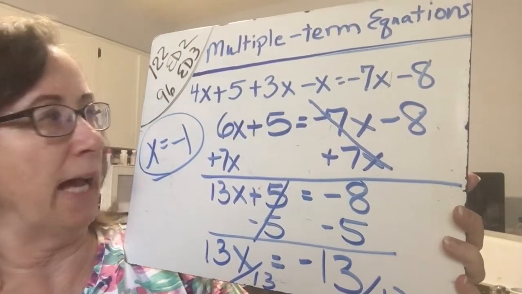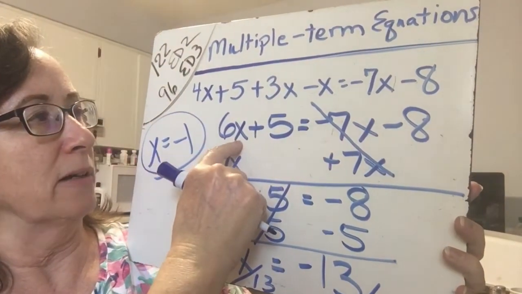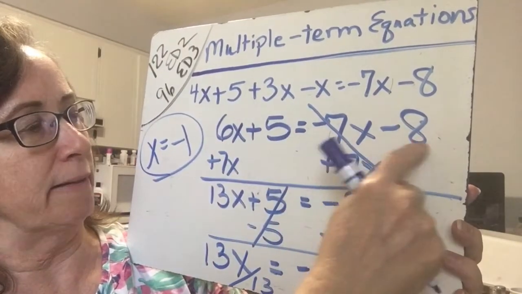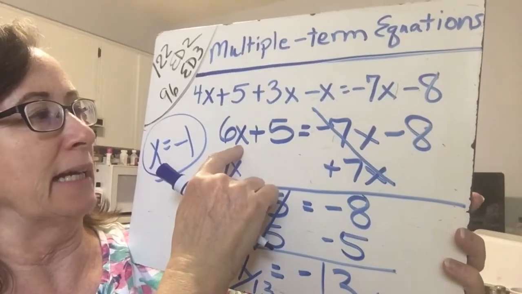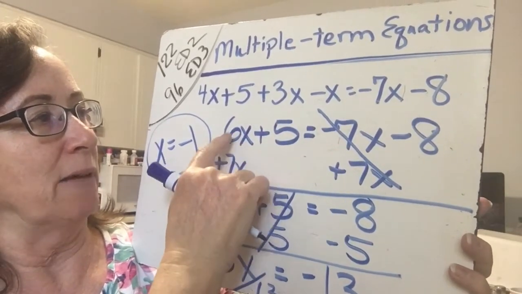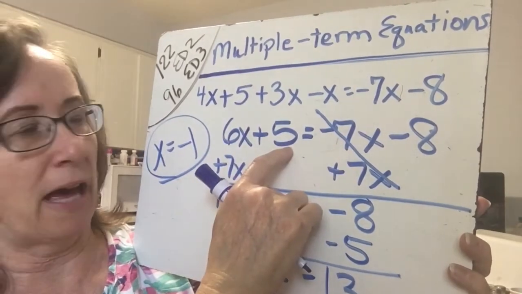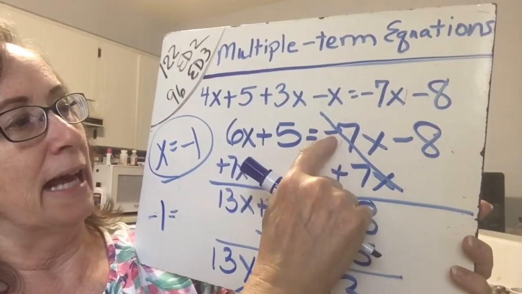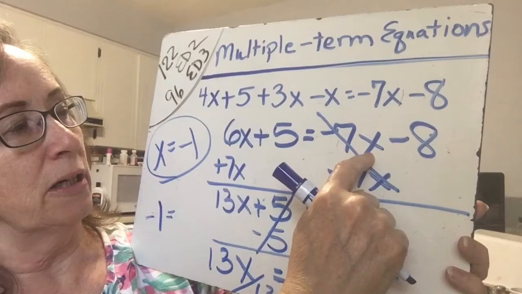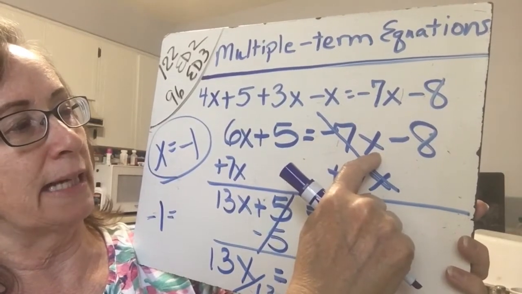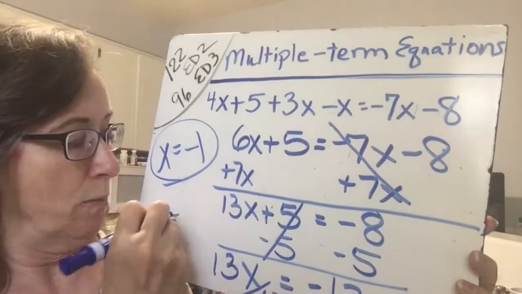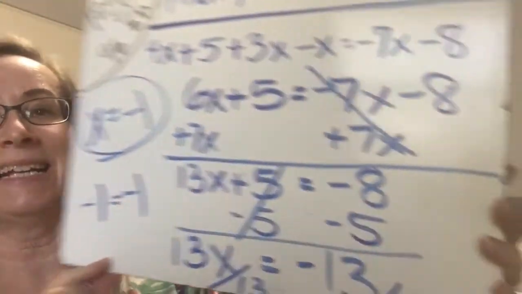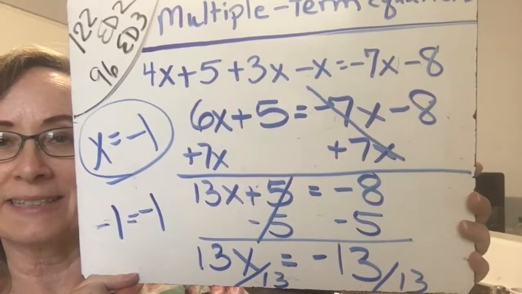But just to check, let's go back here. And I'm going to check it, make sure that looks right. That does. I'm going to plug in a negative 1 here. And that's going to give me a negative 6 plus a 5 would be a negative 1 on the left-hand side. And then a negative 1 here would be a negative 7 times a negative 1 is a positive 7 minus 1 is a negative 1 on that side. And since I got a negative 1 on both sides, it is correct.